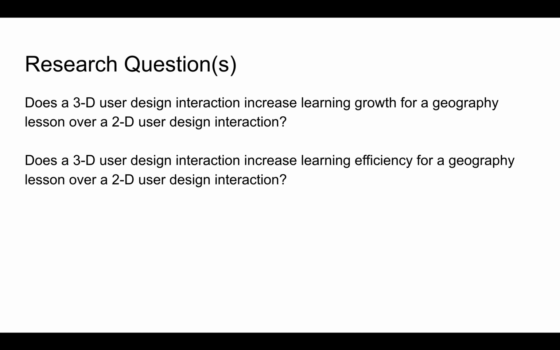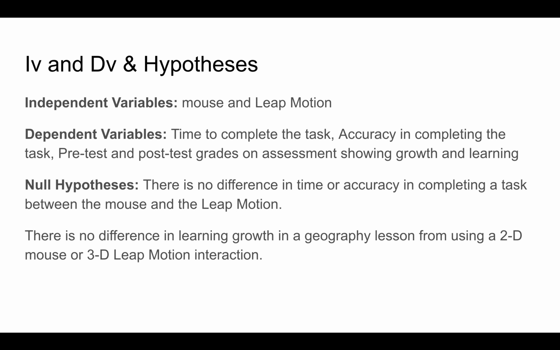So this is my checkpoint number 2 for my project. I came up with a couple of different research questions. One is looking at learning growth: does a 3D user design interaction increase learning growth for a geography lesson over a 2D user design interaction? And then the second one is looking at learning efficiency for the same design interaction between a 3D and a 2D design interaction. So my independent variables are a mouse and a leap motion.